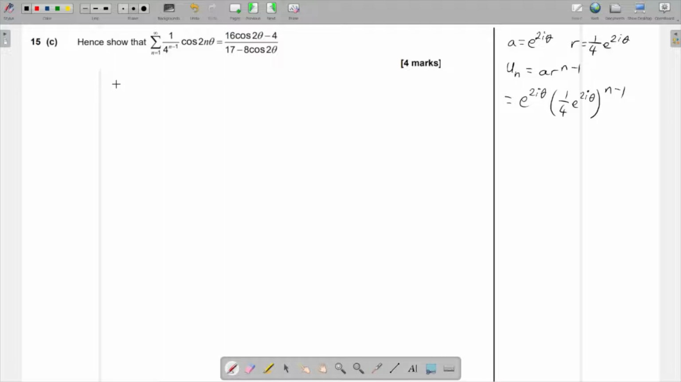Okay, so before we do that, we need to first figure out how to get an exponential summation in sigma notation. So what we can see here is we have "hence" written down here.